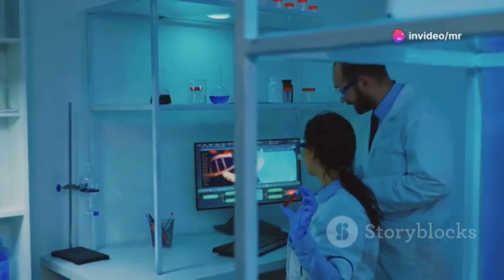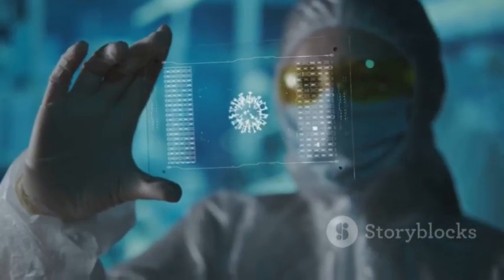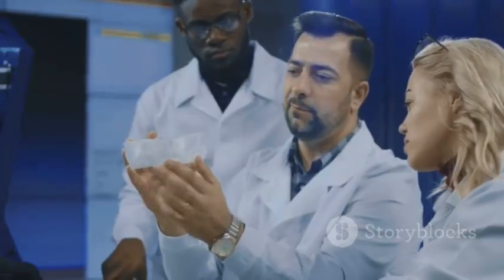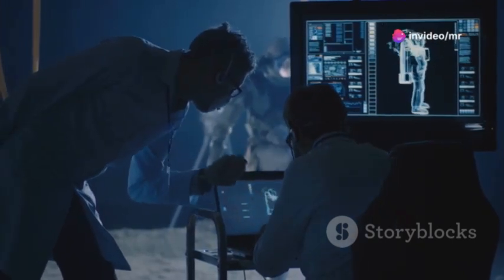XRD is a big deal in the world of material science. It helps us understand how materials are put together at the atomic level. This knowledge is crucial for developing new materials with amazing properties. Think of things like stronger airplanes, faster computers, and even life-saving medicines.